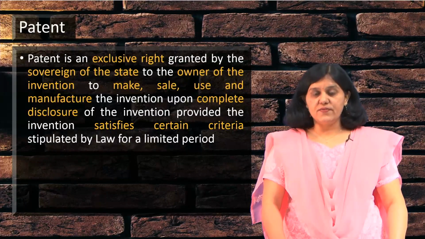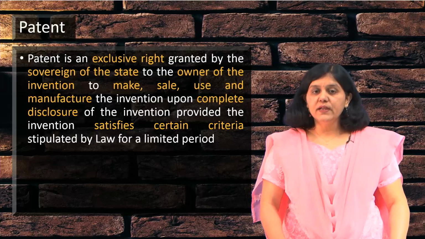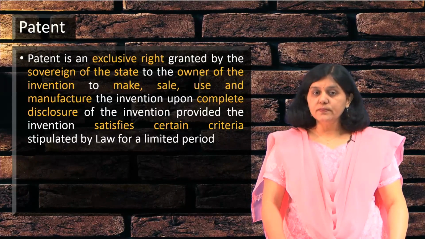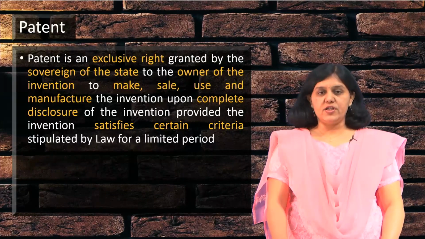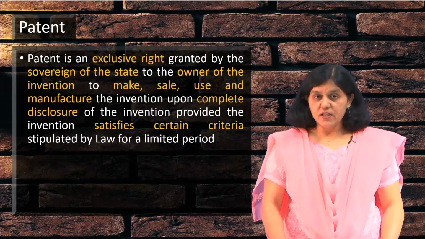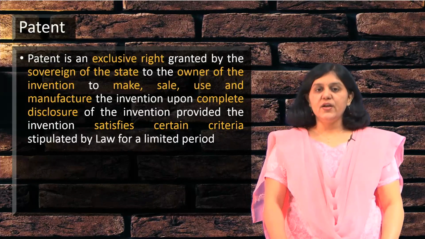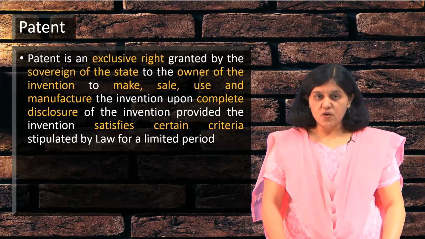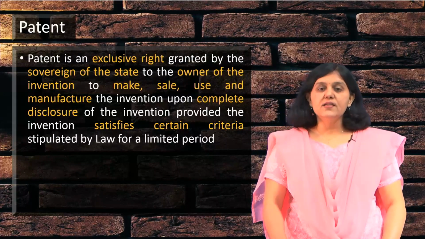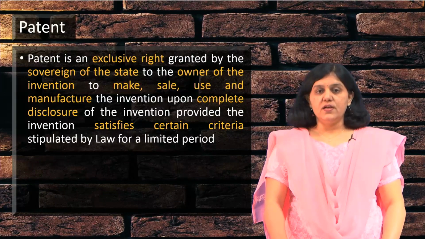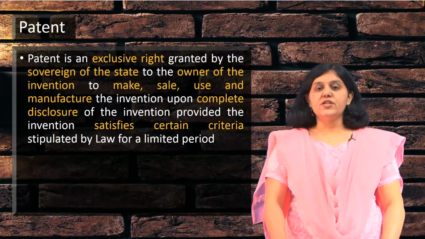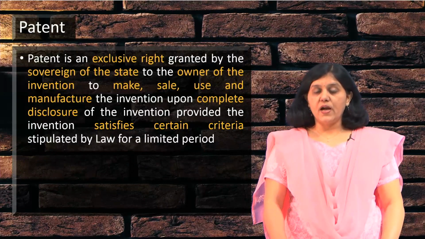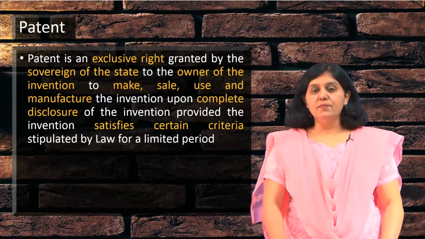It is an exclusive right. Granted by whom? It is granted by sovereign of the state. To whom? To the owner of the invention. For what? To make, sell, use and manufacture the invention. And when this right is conferred? Upon complete disclosure of the invention. On what condition? Provided the invention satisfies certain criteria stipulated by law. And how many years? For a limited period.